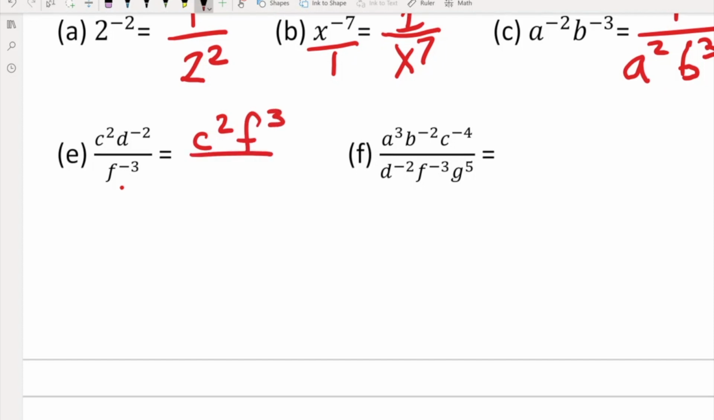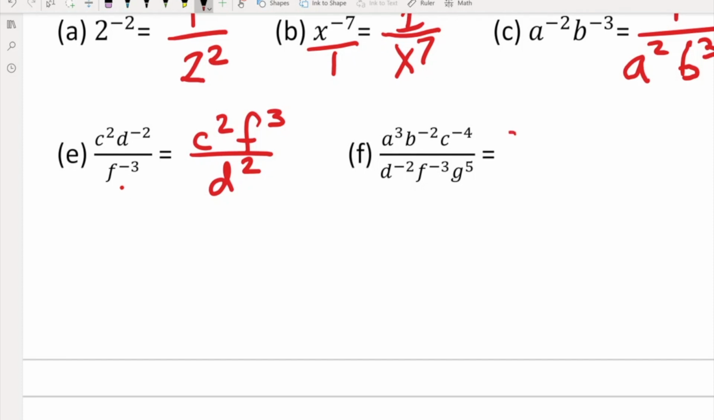D is negative on top, so it gets to be on the bottom and gets to be written as a positive. That's how that works. If you cross the fraction bar line, the sign of the exponent changes. Anything positive stays where it is. Anything negative switches to the other side.